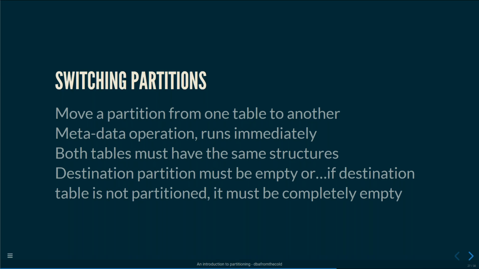Both tables must have the same structures, so they have to have the same columns, same indexes, and they have to live on the same file group. Now, that means the partition that we're switching from and the partition that we're switching to live on the same file group, but we don't have to switch to a partition table. We can switch to a non-partition table. And if we do that, the table must live on the same file group as the partition we're switching from. Another thing, the destination partition or table must be completely empty. We can't have any data in there, otherwise the switch will fail.